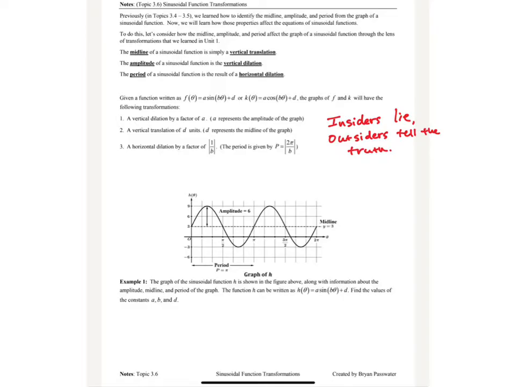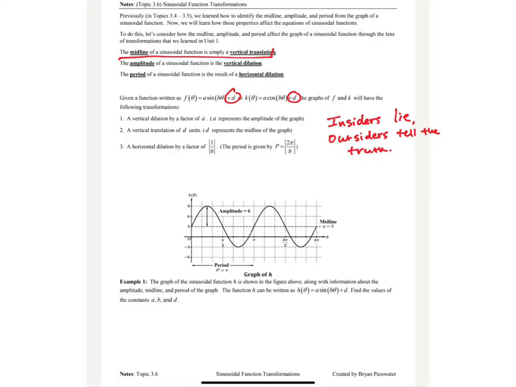Previously, we learned how to identify the midline, amplitude, and period from the graph. Now we'll learn how those properties affect the equations. The midline is simply a vertical translation. So when you see at the end of this trig function the plus d value, that's going to help you find the midline. It's going to move up and down with the vertical translation of that function. Everybody clear on that?